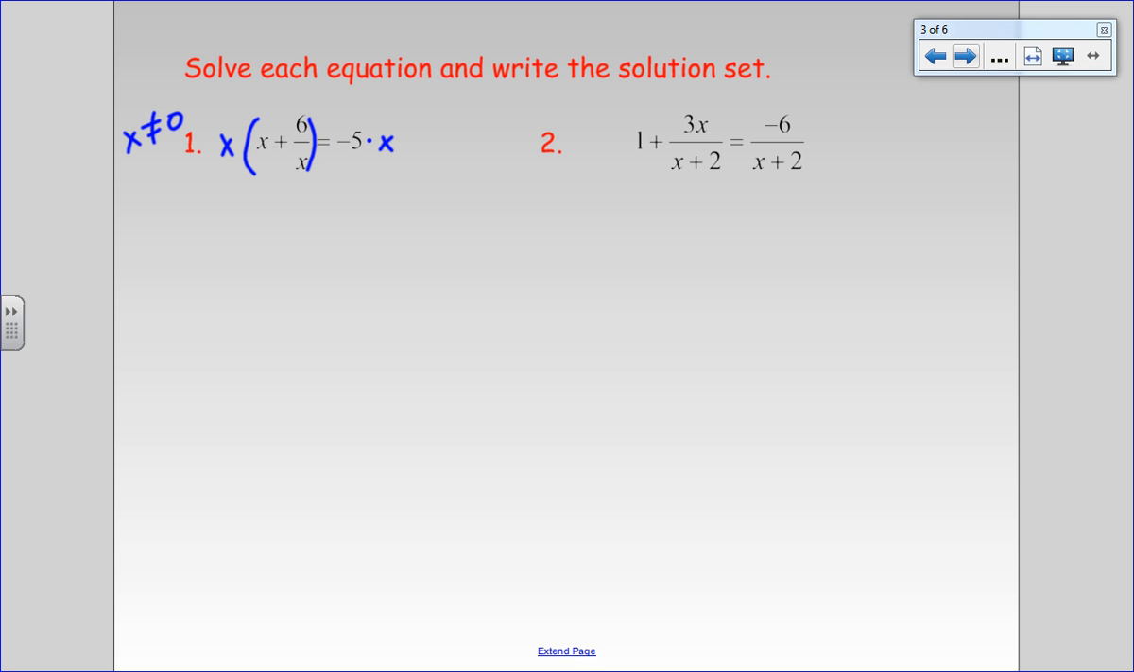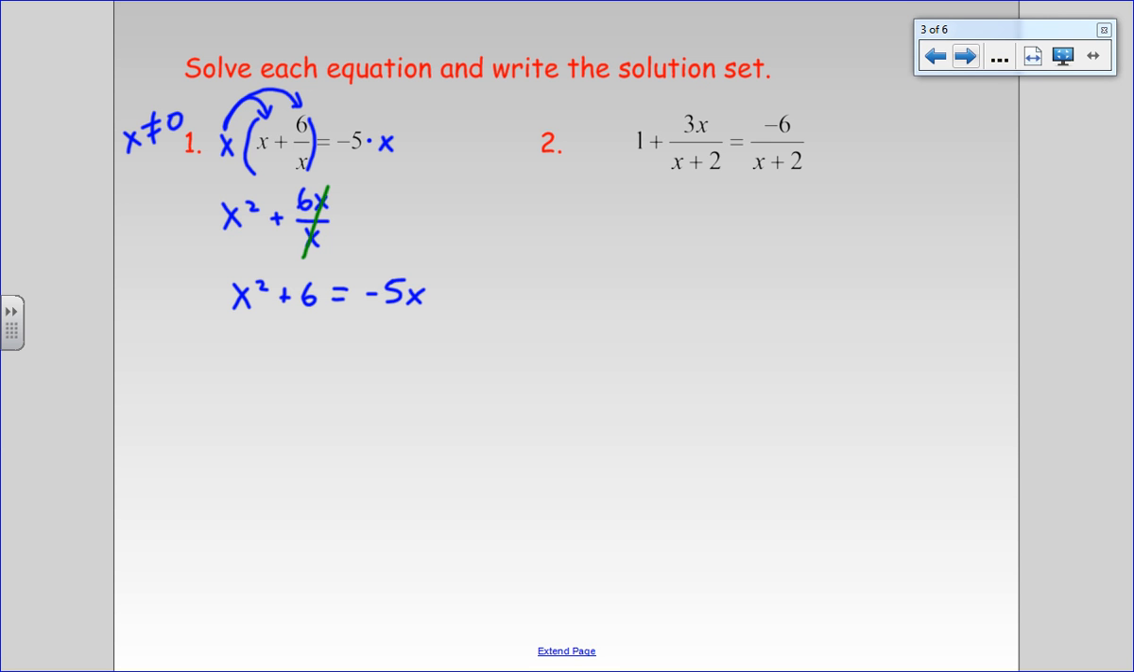On the left-hand side, x times x is x squared, and then x times 6 over x would be 6x over x. But notice that we have an x in the numerator and in the denominator, so as expected, we can simplify those, and our equation has been cleared of the fraction. On the right-hand side, we just have negative 5 times x.